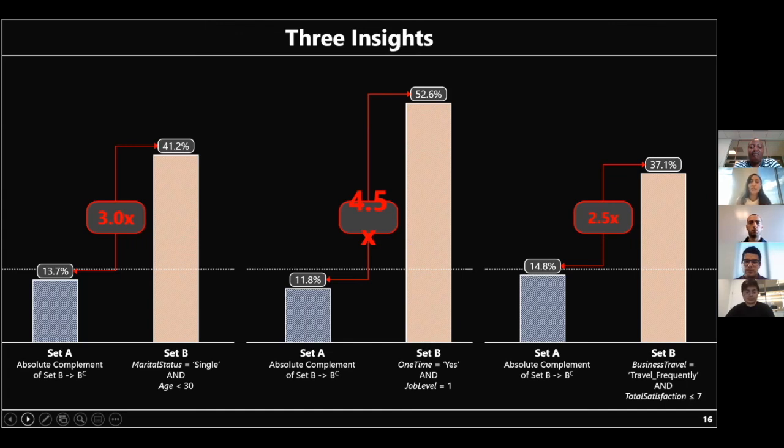The first one, single employees that have an age under 30, have a probability of up to 3 times of attrition than its complement. The second one, employees who are on the job level 1 and do overtime, are the most critical cluster because they have up to 4.5 times of attrition. The third cluster is made with IBMers who travel a lot and have an overall low satisfaction. In this case, they have 2.5 times attrition.